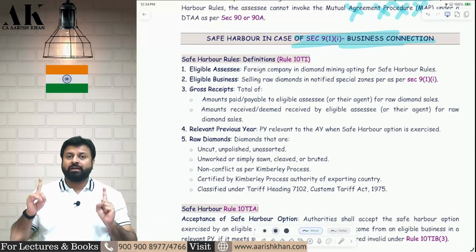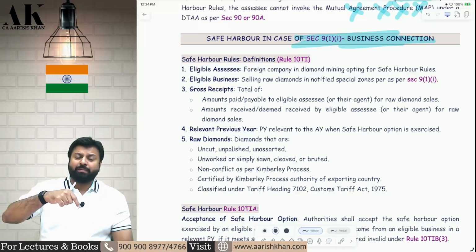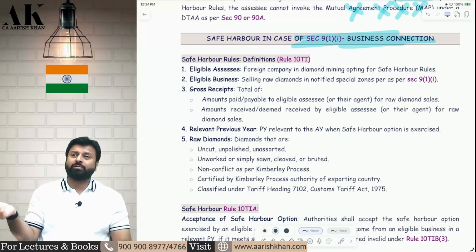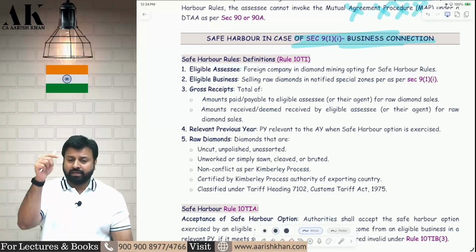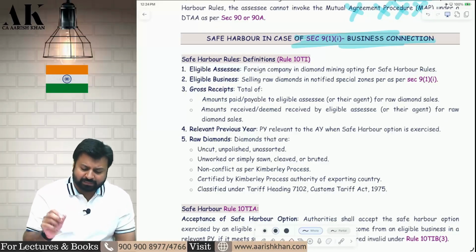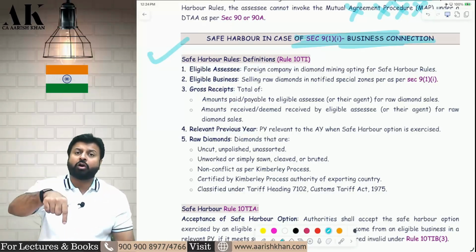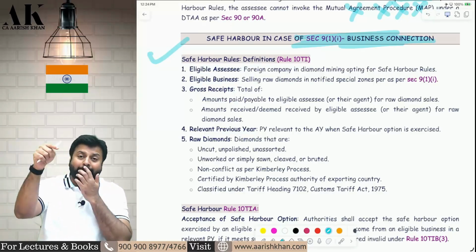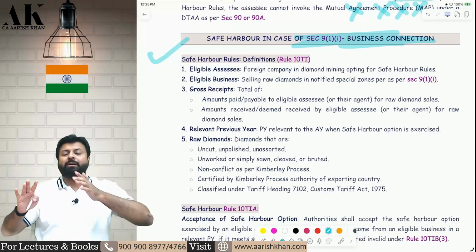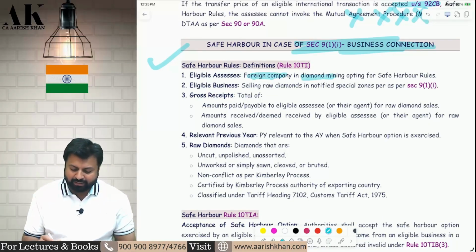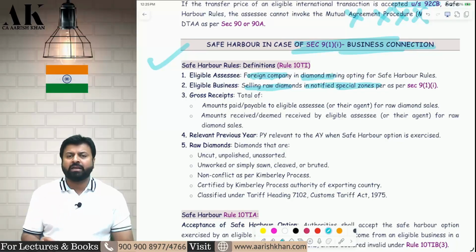So there is a catch over here. If the foreign company is coming to Mumbai, Bharat Diamond Bourse, or Surat Diamond Bourse, Gujarat, and they are confining their activities to only display, then that is not subject to tax. What if they come to a special notified zone and sell it? Then it is taxable. Now, if it is taxable, then safe harbor is applicable. So safe harbor is applicable for sale of raw diamonds in a special notified zone. For sale of raw diamonds, safe harbor is applicable. For only confining to display, safe harbor is not applicable, because in that case it is not taxable anyway. So who is the assessee? A foreign company engaged in diamond mining. What is the assessee's business? Selling raw diamonds in a special notified zone, Bharat Diamond Bourse, Mumbai and Surat.